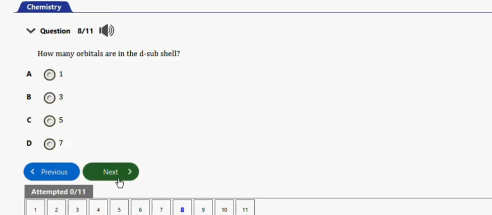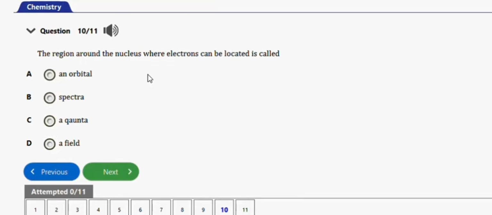Okay, so the next question with this one. It says how many orbitals are in the d sub shell? I think I've talked about this already. Right answer would be option C, 5. So there are 5 orbitals in the d sub shell. Next question will be this one. It says the region around the nucleus where electrons can be located is called orbital. Option A is the right answer to this question.